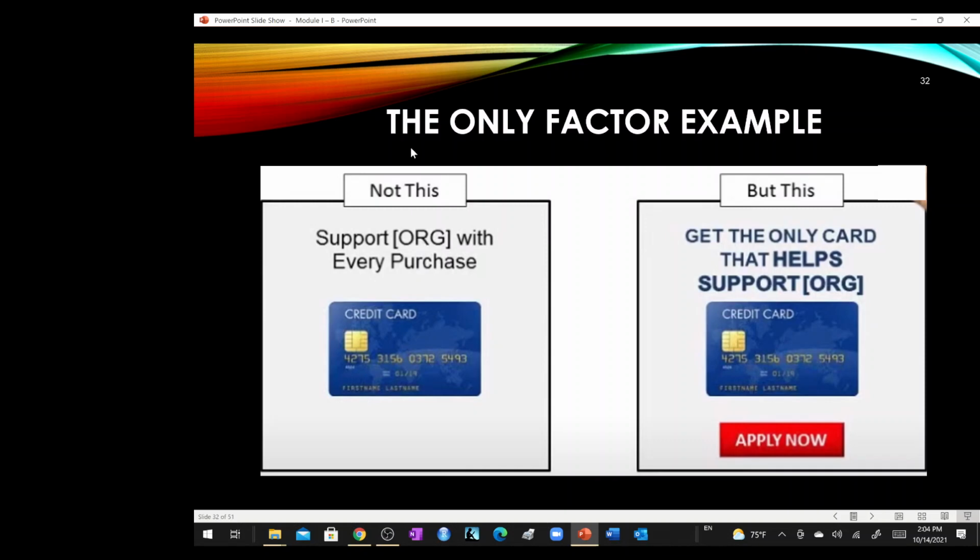All right, let's take an example here. The only factor example. Not this, but this. This is a credit card that does social responsibility, and they are supporting a certain organization, a recycling organization or a charity organization, in a certain continent or country. Over here, they're saying support blah, blah, blah organization with every purchase. There's no call to action, of course. So we added here the call to action, apply now. And over here it says get the only card that helps support blah, blah, blah. You know that you are the only exclusive affiliate with this organization, so you may as well articulate that and say you are the only card that helps support this charity initiative or this organization, and apply now.